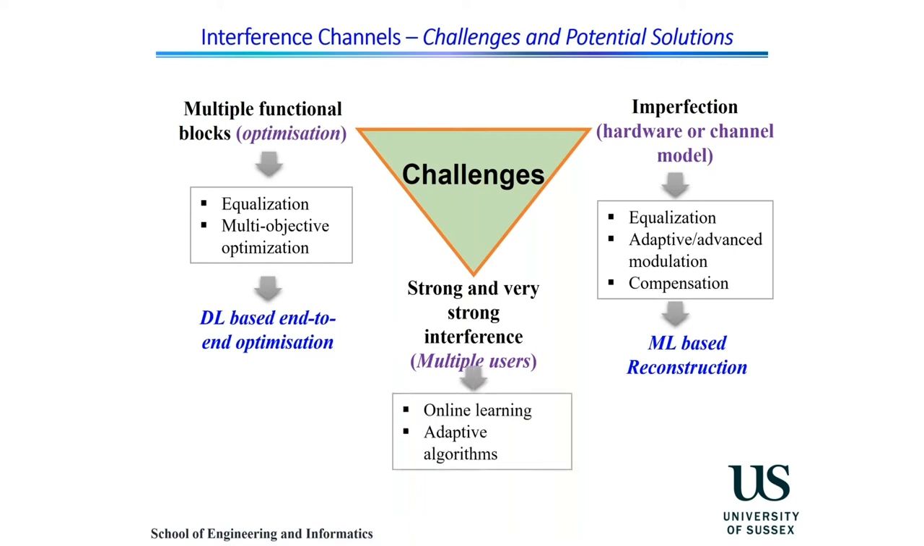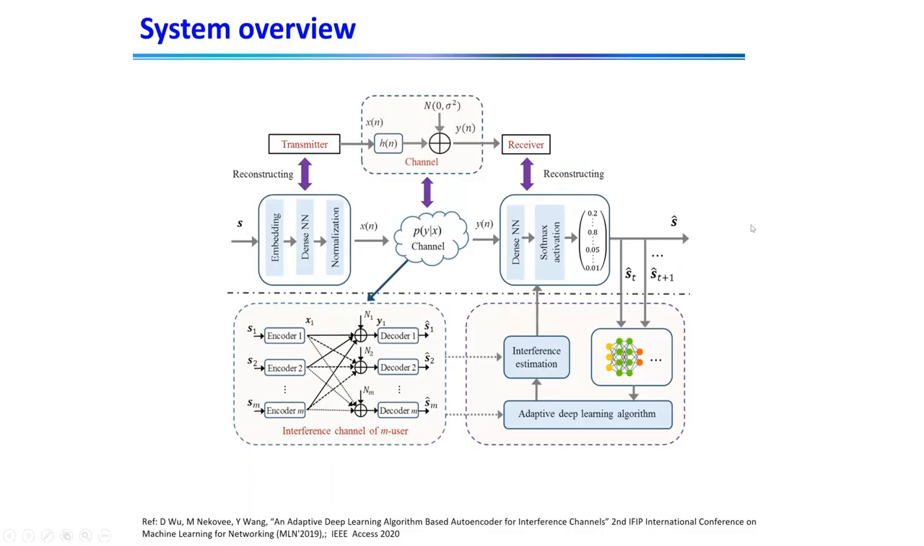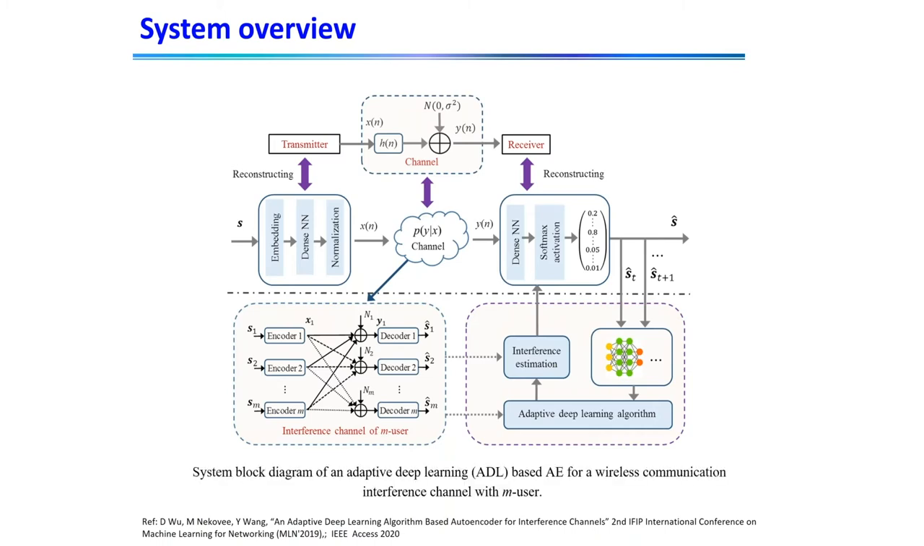So we wanted to see if we can tackle this using this autoencoder. This is a demonstration, a system model. What we have here is a large number of pairs of transmitters and receivers. These are not the conventional ones, but are replaced by this deep neural network autoencoder. They transmit at the same time, at the same frequency, so they cause interference to each other. We wanted to see if they are able to adapt by learning in order to reduce the interference. And in fact, they can do that.